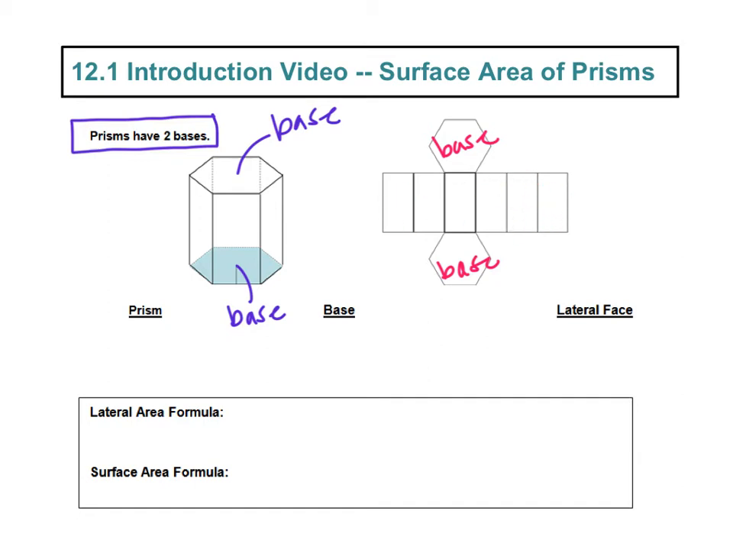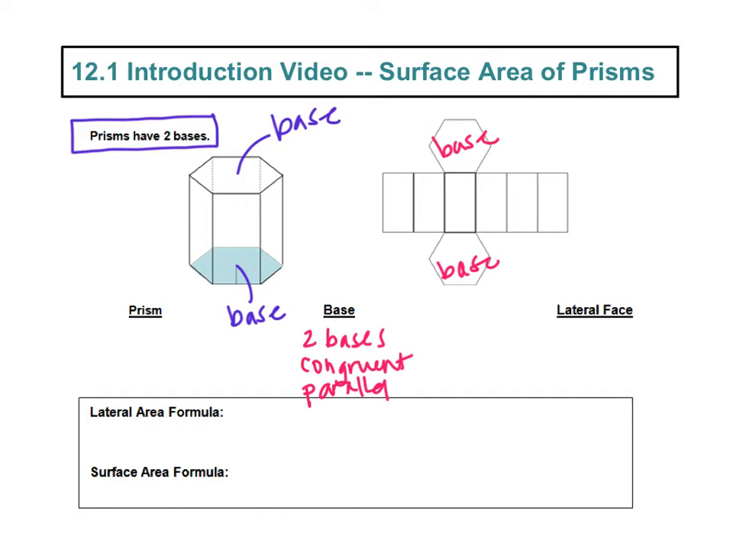Okay, so let's talk about the base for a second. We know a prism is going to have two bases, and they are going to be congruent. So your bases will always be the same size, and they're also going to be parallel to each other. So here are two bases. You can see they're the same size, they're congruent, and they are parallel to each other.